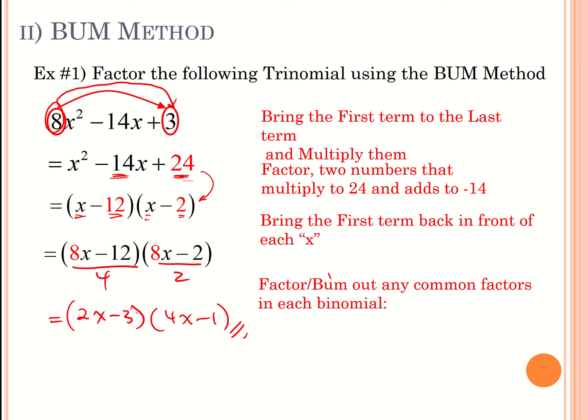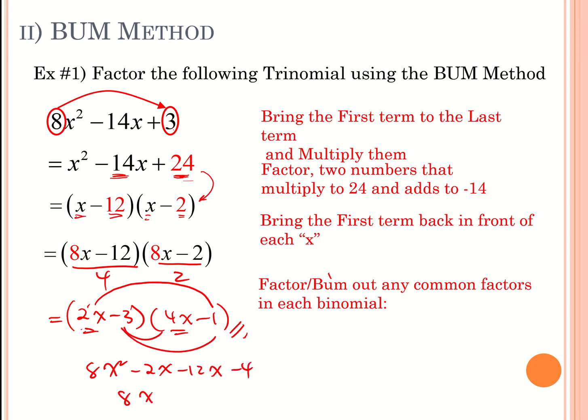And in case you're wondering, is this actually correct? Okay, let's just FOIL this. 2x times 4x is 8x squared. Okay, that's first. Outside is 2x times negative 1, which is minus 2x. Negative 3 times 4x is minus 12x. And then it gives you minus 4. And there we go, minus 14x. Oops, sorry, this is plus 3, my bad. So plus 3. So it works.